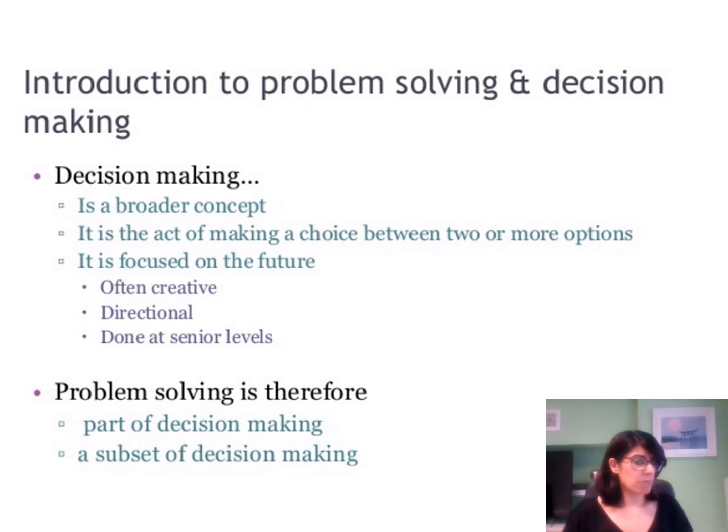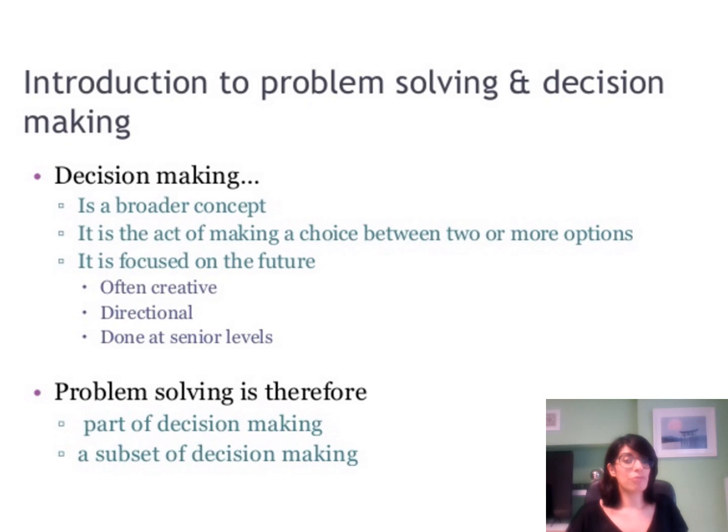What is then decision making? So decision making is more of a broader concept that's very different to problem solving. It's the act of making a choice between two or more options and deciding on one option to go for. And whilst problems and problem solving is past focused, decision making is future focused.